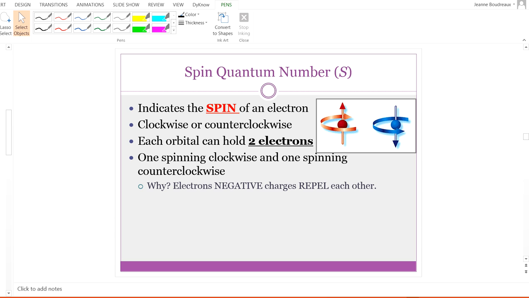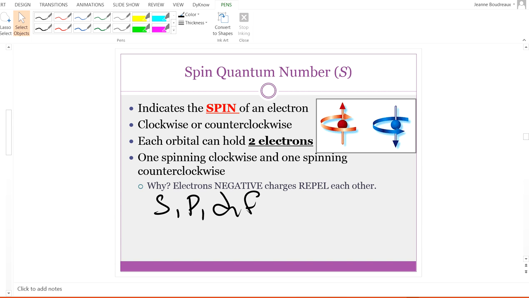The next quantum number, this is our spin quantum number. It is represented by the letter S. The spin quantum number indicates the spin of an electron. An electron spins either clockwise or counterclockwise. Each orbital can hold 2 electrons. One of the electrons spins clockwise and the other one spins counterclockwise.